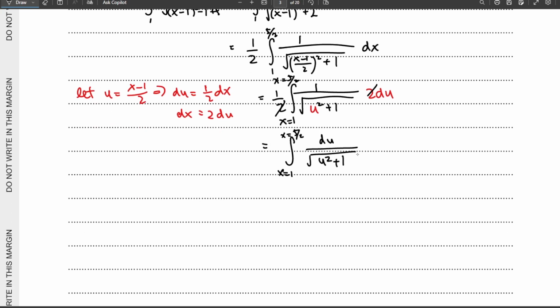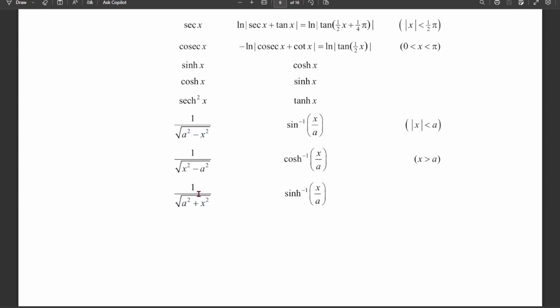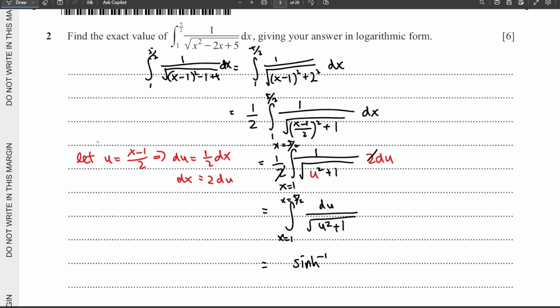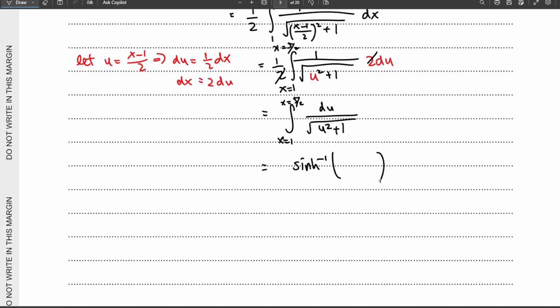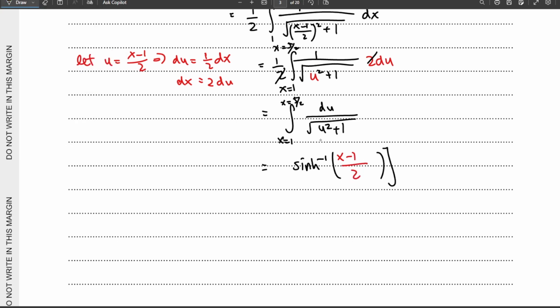So when we integrate this, we can try and find from the formula sheet what form this is. This is the integral of 1 over the square root of a squared plus x squared. There will be the inverse hyperbolic sine of u. U we have set to be x minus 1 over 2. This is our u value, and we have to substitute. Our boundaries or limits are still in x, so I don't have to write x anymore. So we substitute 5 over 2.